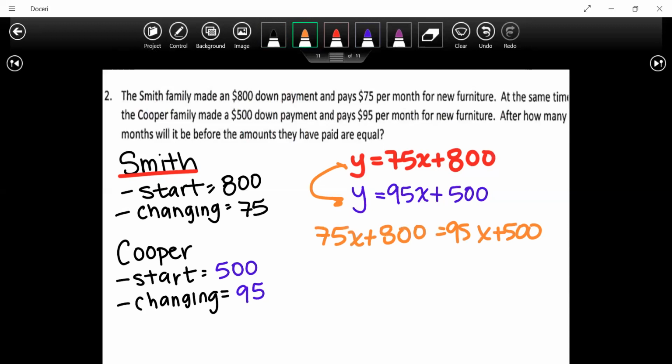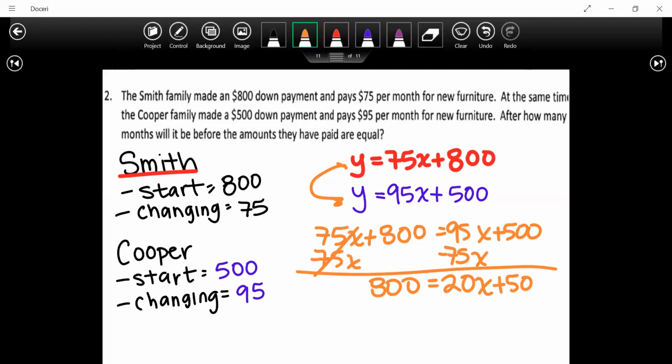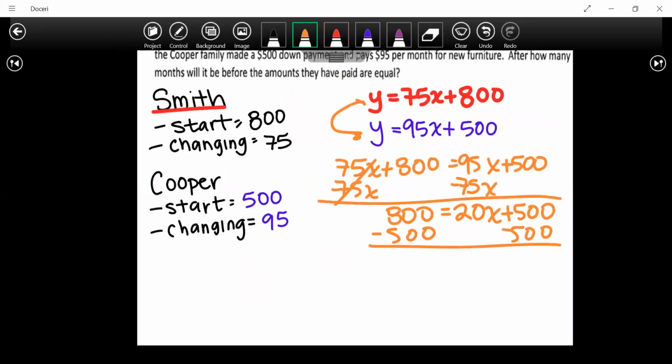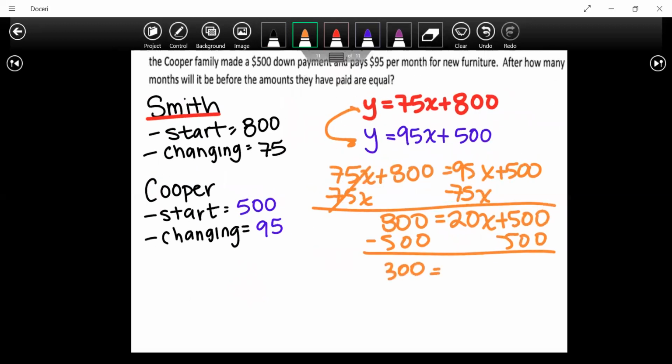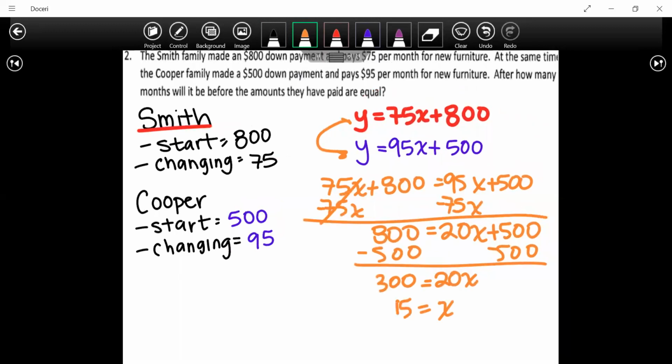Subtracting out 75x, I'm going to get 800 is equal to 20x plus 500. Subtracting out 500, I'm going to get 300 equals 20x. Dividing both sides, x is going to be what? How much? 15. So 15 months it takes them to both be equal to each other.